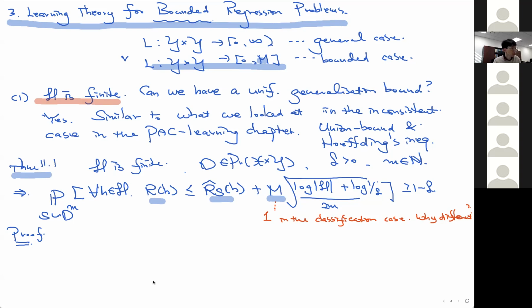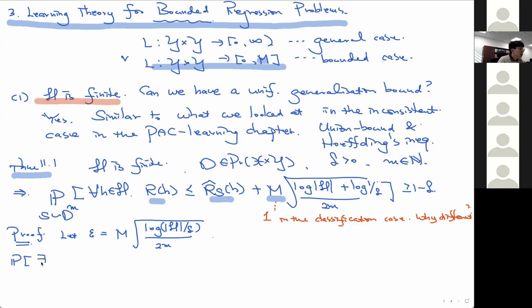Okay, let me tell you how to prove this. As I said, it's not very difficult. It's just using the union bound and Hoeffding's inequality. So let's set epsilon to be m times the square root of log, where we just combine log of the size of H and log of 1 over delta, which is the same as log of the size of H divided by delta. So let epsilon be like this. Then what do we have to prove?